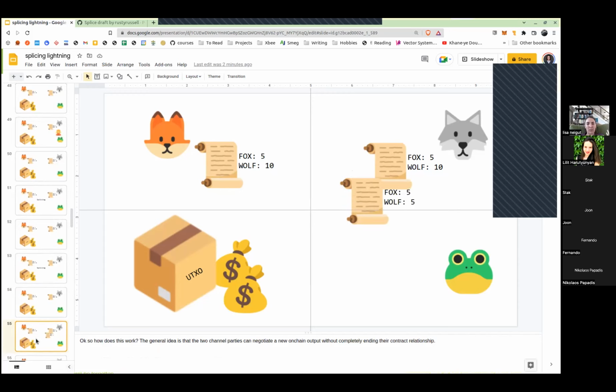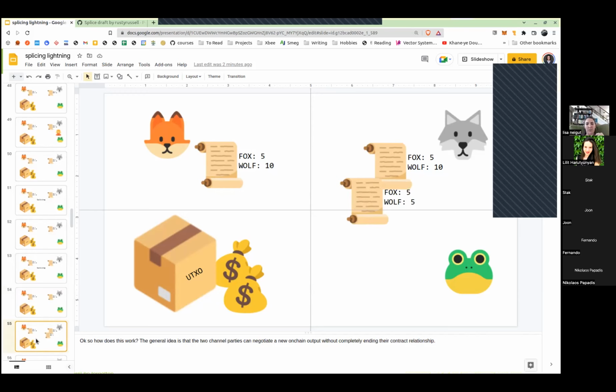So in order to do this, we're gonna have to go to chain. We're gonna have to make a new transaction. We'll go to chain. It'll be a single on-chain transaction. So the way that's gonna work is that the first thing they're gonna do is the party who wants to splice out. So this is a splice out. We've got money in the channel and we want to move some of it out of that channel.